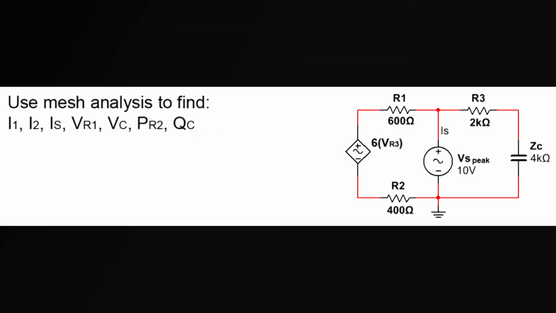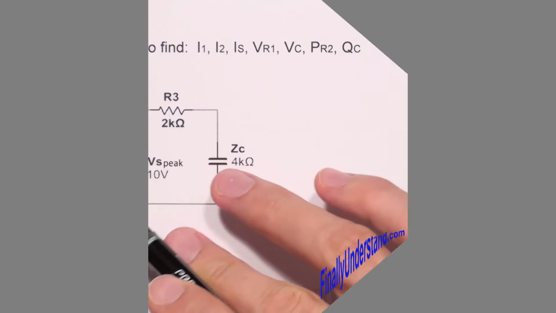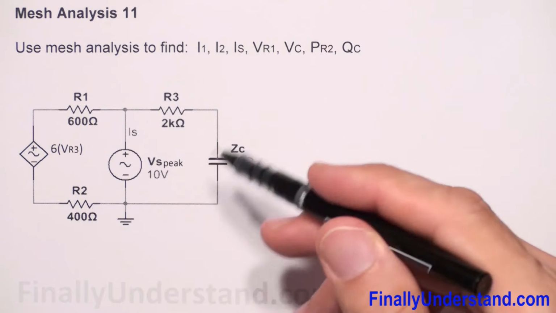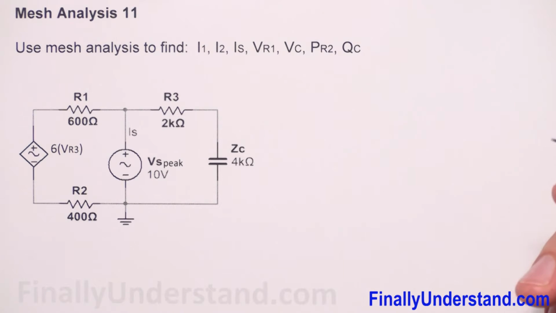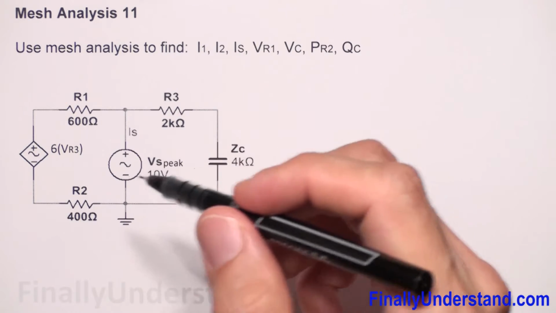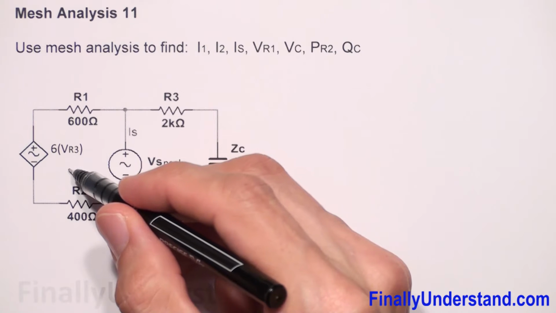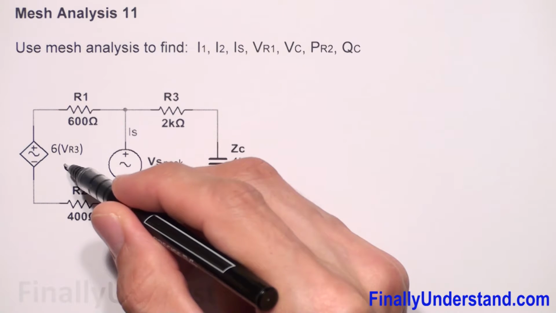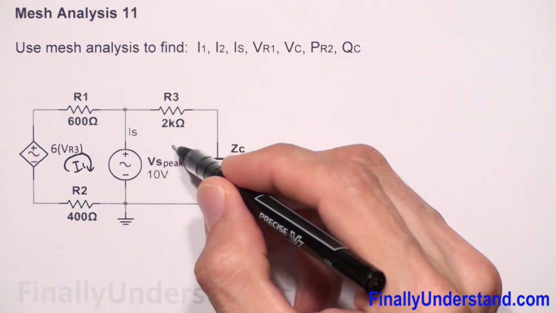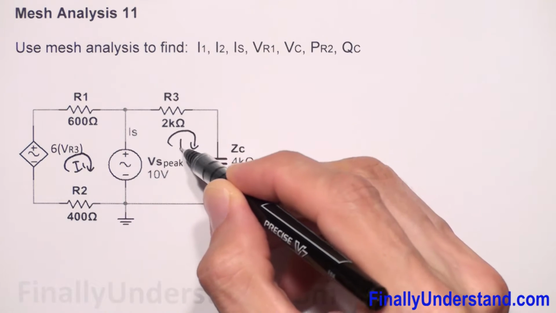Let's take a look at this example. Please notice that this time we have a dependent voltage source in the circuit, okay? But don't be scared of it and just simply perform all the procedures like we did before. So what we're supposed to do first is find our mesh currents, loop currents. So if this is my I1 and this is my I2.